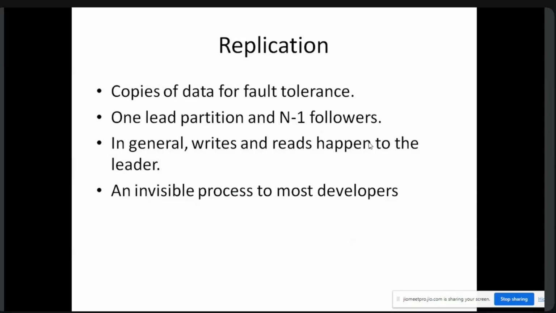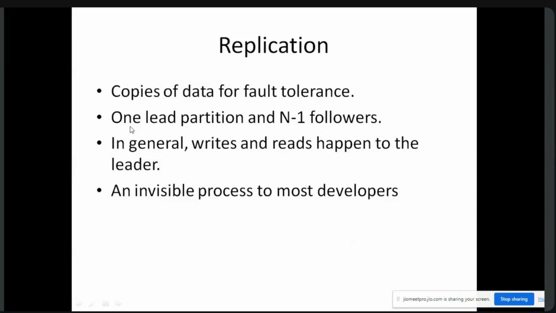Now let's talk about replication. Replication is required because we need fault tolerance. For example, just assume if there is no replication, then in case of any failure, you will not be able to recover your data. Your data is gone. So that's why we create the copy of the data to achieve this fault tolerance.